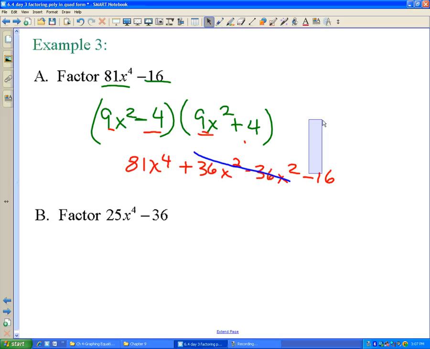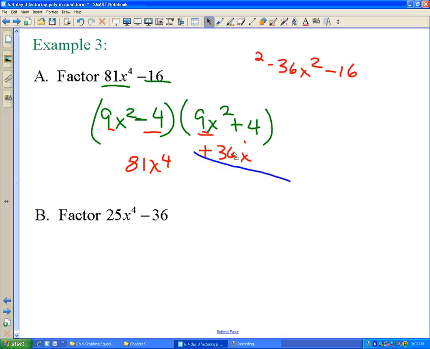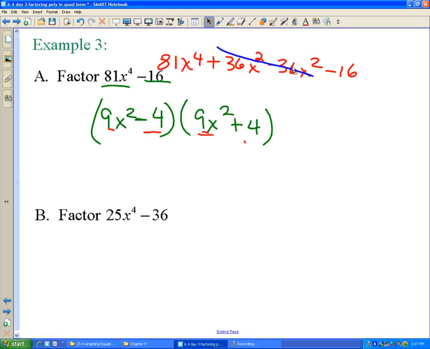But wait, there's more. If I move this little extra work, this check, off to the side, I need to recognize something. What do I need to recognize? Well, I recognize that 81x to the fourth minus 16 was a difference of two squares. Excellent. I got 9x squared minus 4, 9x squared plus 4. But this here is also a difference of two squares. That's 3x and 2.